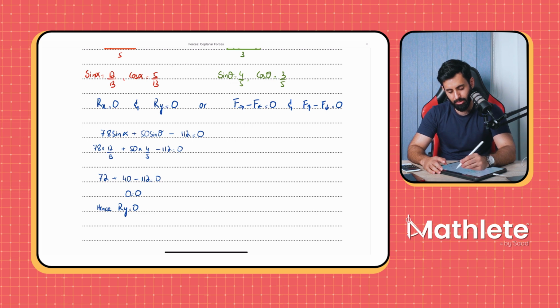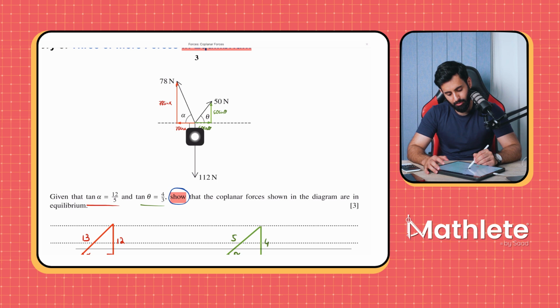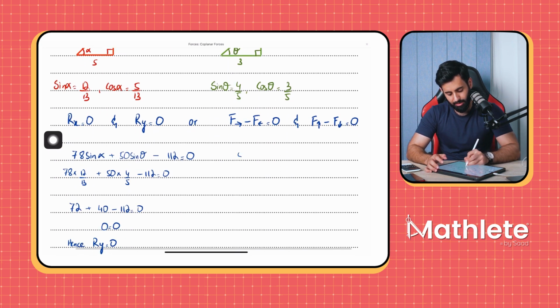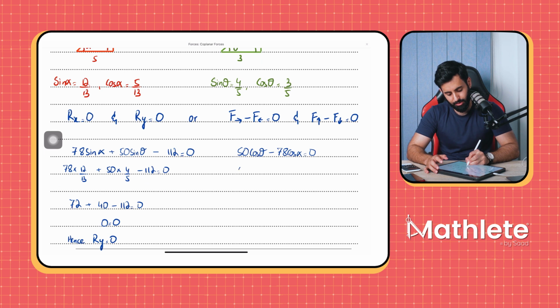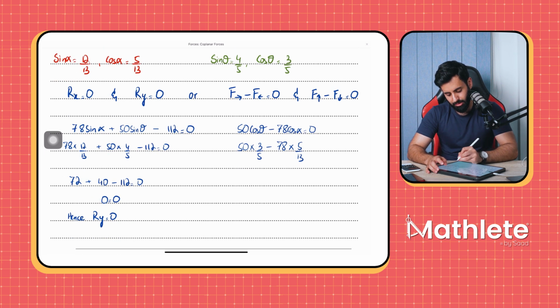Now let's also talk about the horizontal resultant. So we have 50 cos theta and 78 cos alpha. Let's write that down: 50 cos theta minus 78 cos alpha technically should be equal to 0. Let me make sure that I've written it correctly. Yep, so far so good. So 50 cos theta means 50 into 3 upon 5. 78 cos alpha means 78 into 5 upon 13. So that looks good.